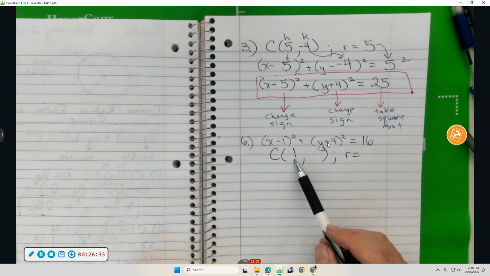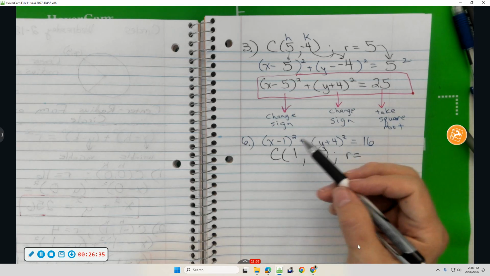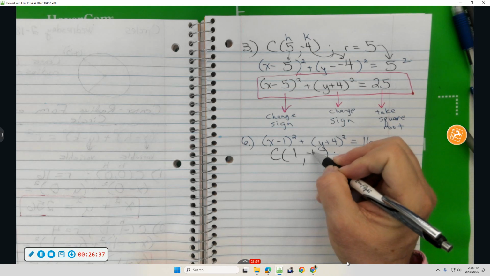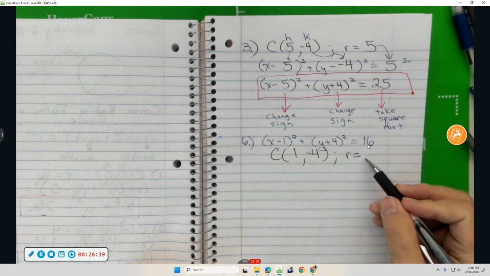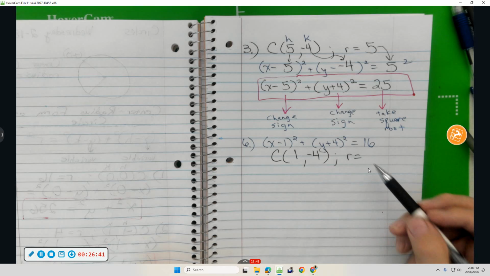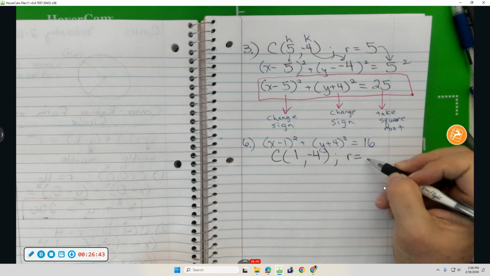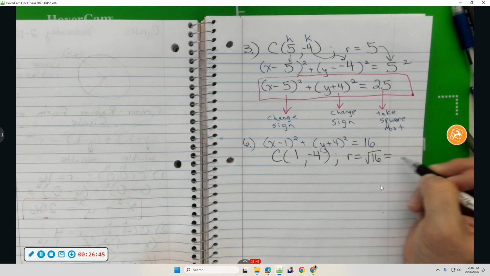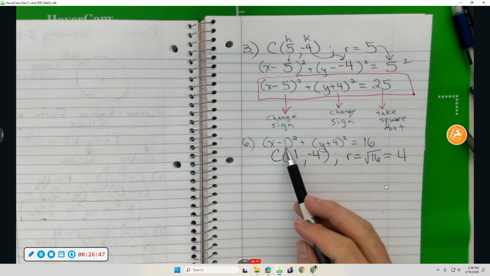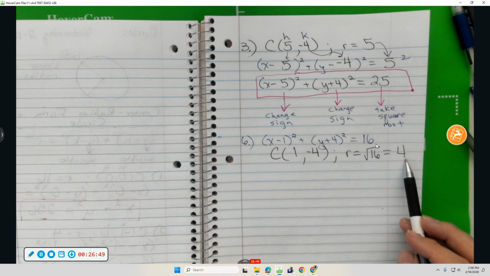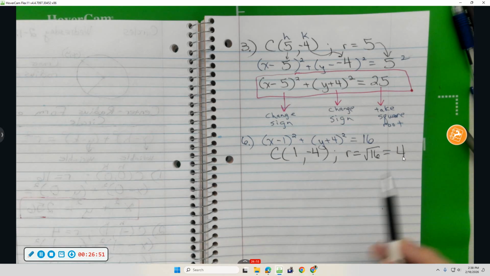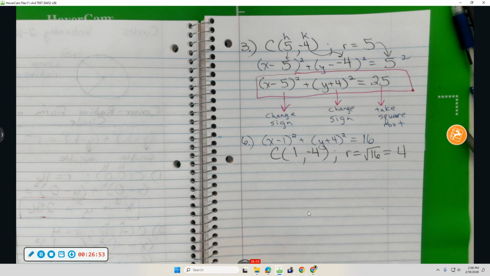What's the y coordinate of the center? Negative. Okay, change sign. Now the square root. The radius. Okay, you take the square root of that number there, which is 4. Change sign, take the square root, and that's all you need to know. You can draw the graph now.